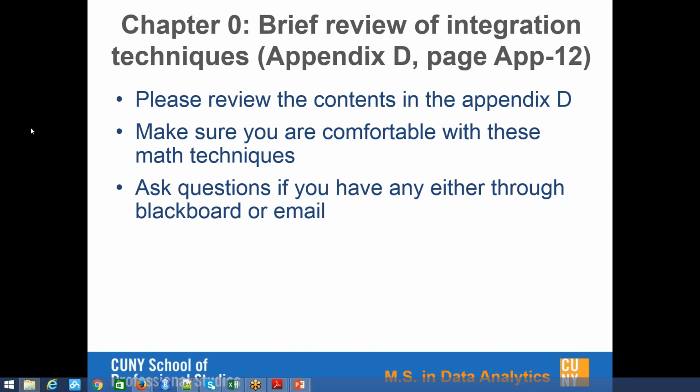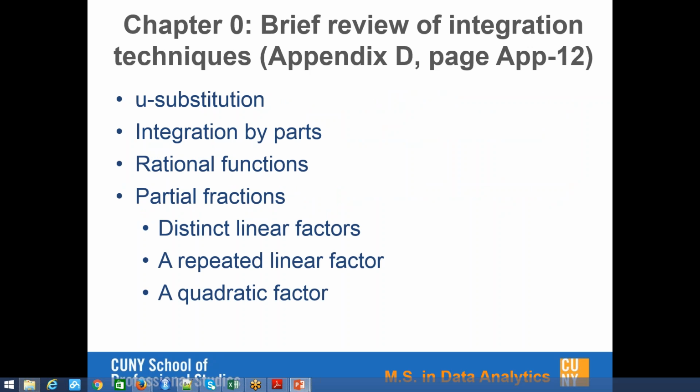Okay, let's continue with this. Regarding the review of Appendix D, please do that, and then continue to read week 1 material after that. What's in there is U substitution, integration by parts, rational functions, partial fractions, distinct linear factors, a repeated linear factor, and quadratic factor. What we really use is really just the first 2 parts that we have here in the Appendix D, but it doesn't hurt for you to review the whole thing if you want to.